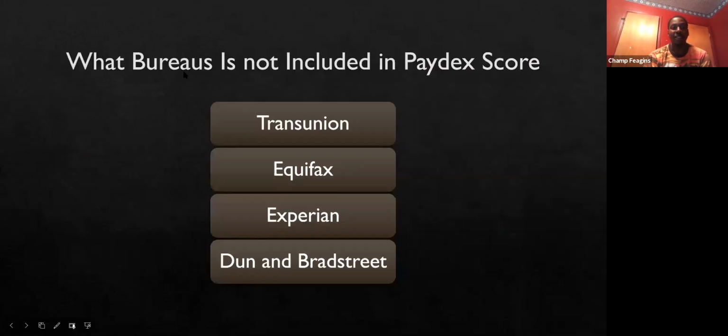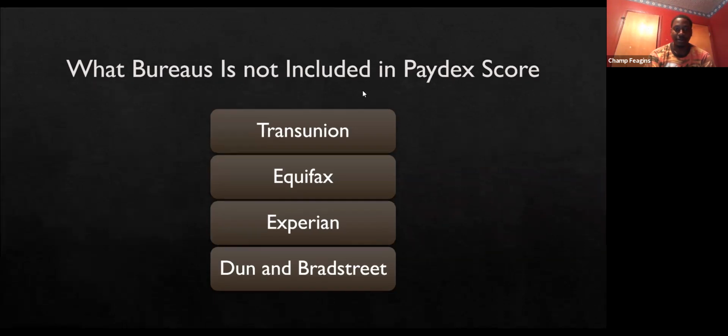All right. Now, which bureau is not included in the paydex score? 1 is TransUnion, 2 is Equifax, 3 is Experian, and 4 is Dun & Bradstreet. Which bureau is not included in the paydex score? 1, 2, 3, or 4? Do you have any more people going along with it, or y'all kind of scared to get the answer wrong? All right. The answer is TransUnion, y'all.